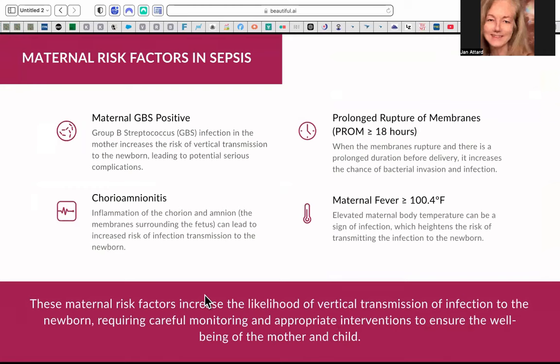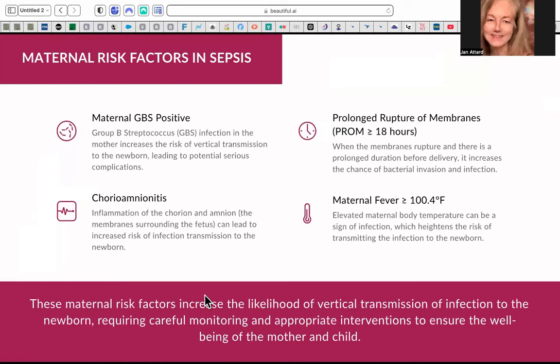So what are some of our risks? GBS positive, group B strep, increases the risk of vertical transmission to the newborn. It could lead to potentially serious complications. What is chorio? It's an inflammation of the chorion and amnion membranes surrounding the baby, leading to an increased risk of infection transmission to the baby.